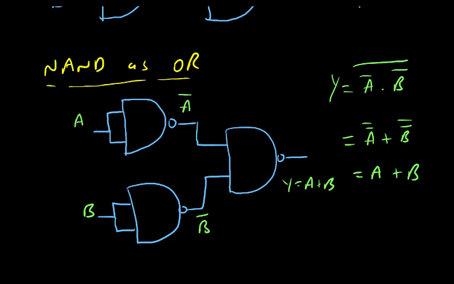So the input is A, B, and the output is Y equal to A or B. So this becomes an OR gate. This is how it works as an OR gate. Now next, how it works as a NOR gate. I will write it here only, no need to draw another circuit.